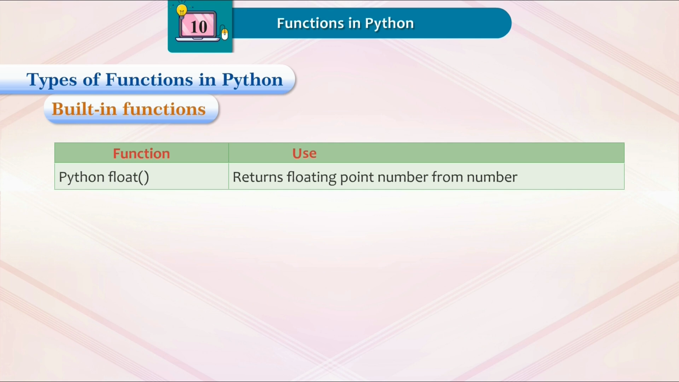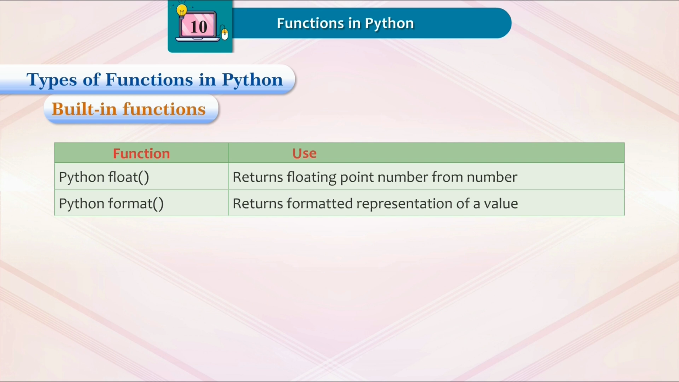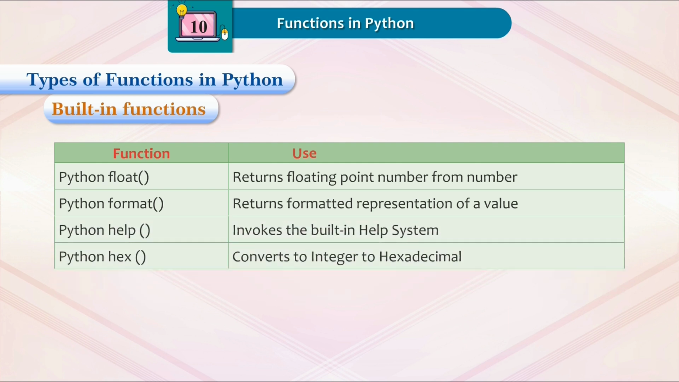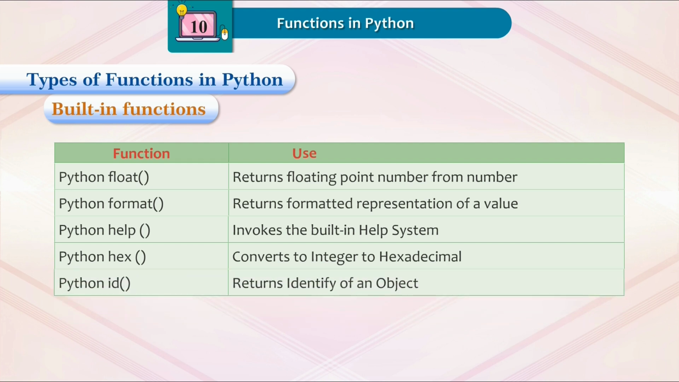Python float returns floating point number from number. Python format returns formatted representation of a value. Python help invokes the built-in help system. Python hex converts an integer to hexadecimal. Python id returns identifier of an object.